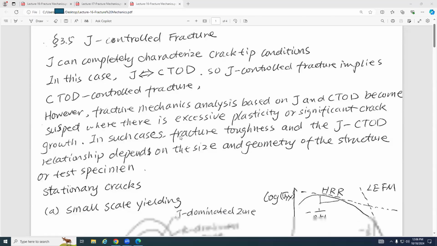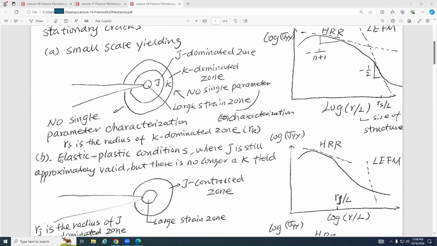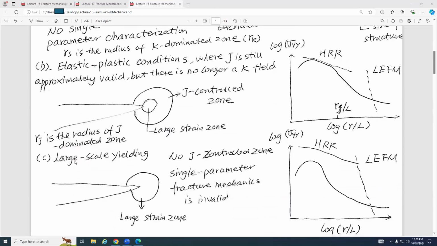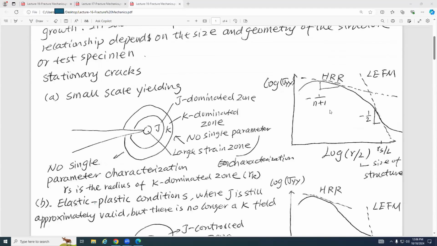And so here I just drew several figures. The first one is small scale yielding, the second one is elastic plastic conditions, and the third one is large scale yielding. For the first one, small scale yielding, you know the small scale yielding, right? Whenever we talk about small scale yielding, do you know what conditions must be met in order to guarantee that? So this one is in small scale yielding, right, guys?